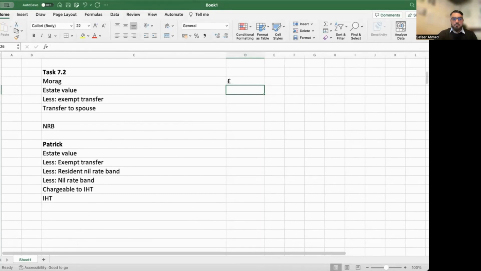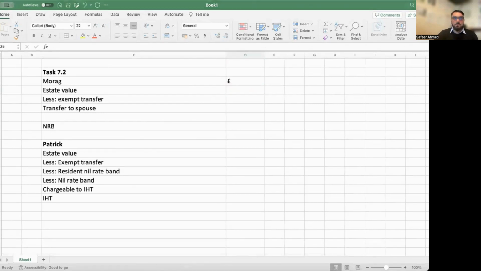Okay, so in this task, as you can see, there is a couple, Patrick and Morag. They've been married for several years. First Morag died and she hadn't made any lifetime transfers. All of this information is relevant when they tell you that this person has not made any lifetime transfers. That means that they are eligible for the entire nil rate band, which is 325,000. So you start with the estate value.